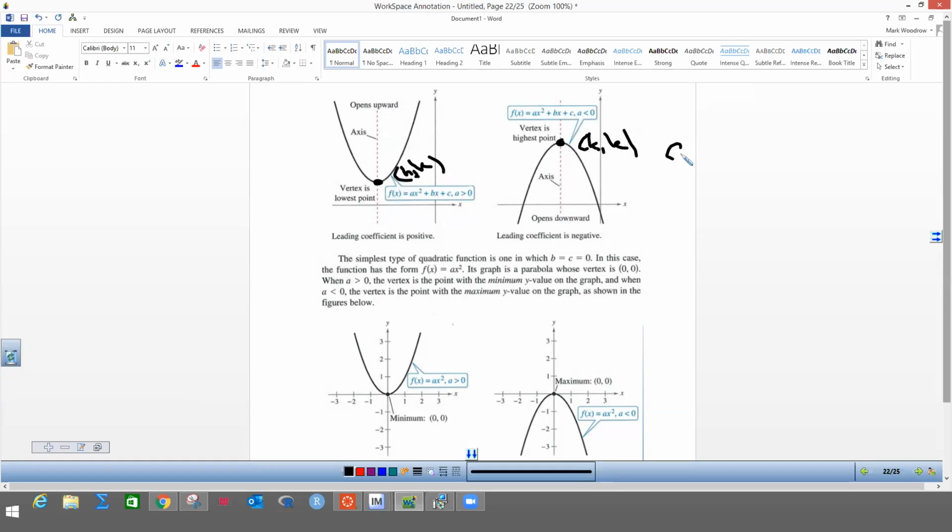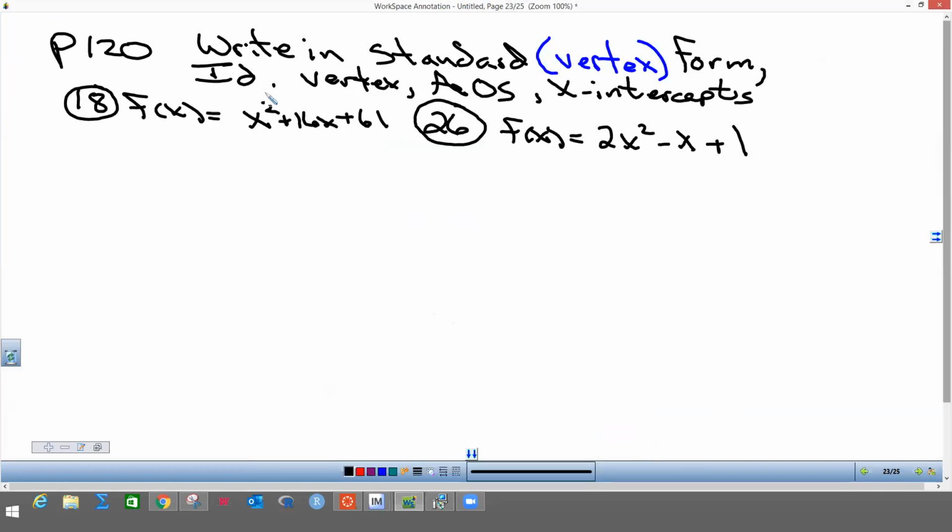Now, we abbreviate axis of symmetry in this class. When she makes this test, she abbreviates it AOS. That stands for axis of symmetry. So you're going to have to find that, and I'm going to find that on a couple of problems today, even though it's not asking me to.